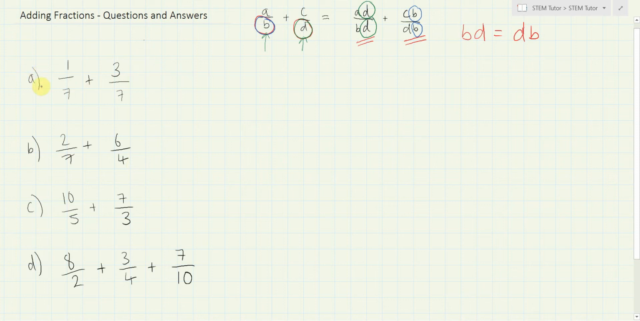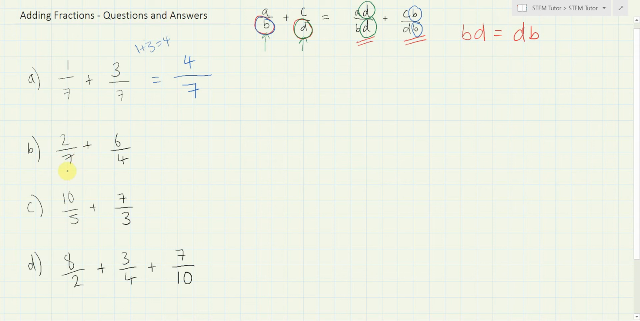So in this question A, the denominator is the same, so therefore the same denominator can be used in the answer. And as for the numerator, so the number at the top, it's just the addition of 1 and 3. So 1 plus 3 equals 4, so 4 over 7. Okay, so that's a nice easy one to get started with.